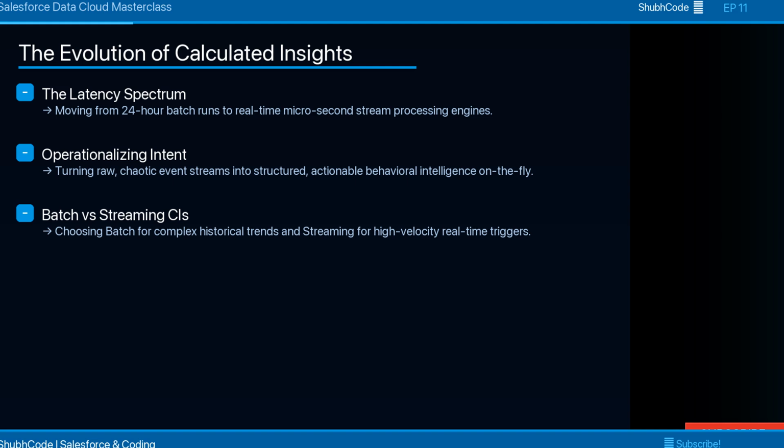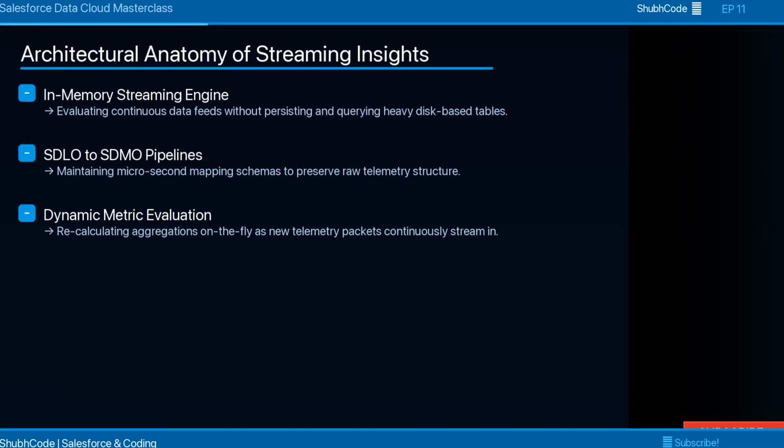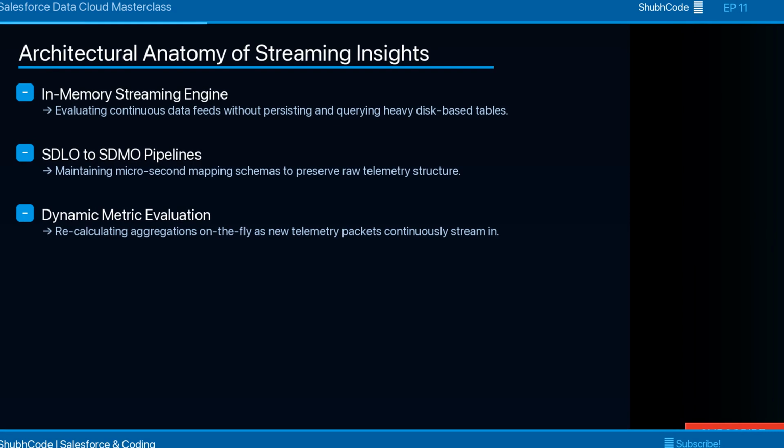instantly. To understand streaming calculated insights, we have to look under the hood of the Data Cloud ingestion and event engine. When a click, tap, or location signal hits your streaming SDK, it lands directly in a streaming data lake object. From there, it immediately maps to a streaming data model object where our streaming CI engine evaluates it on the fly. Unlike batch jobs that query cold storage, streaming insights evaluate active streams in memory, allowing you to flag behaviors like cart abandonment instantly.